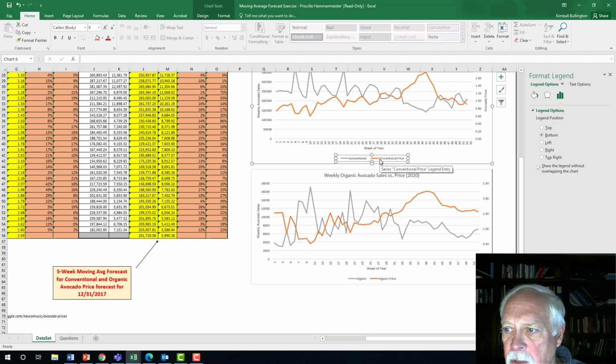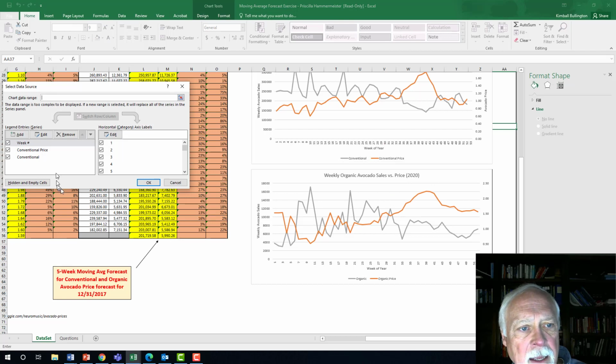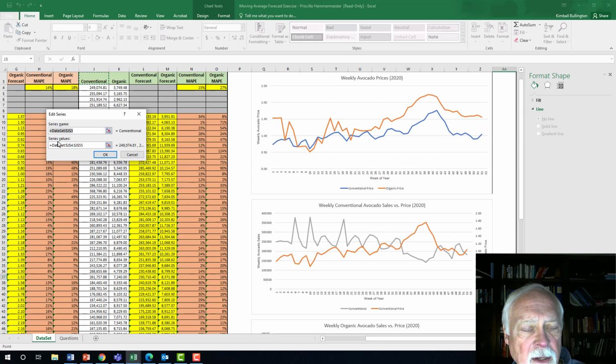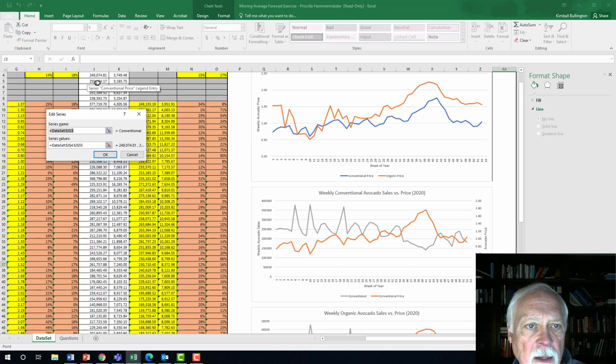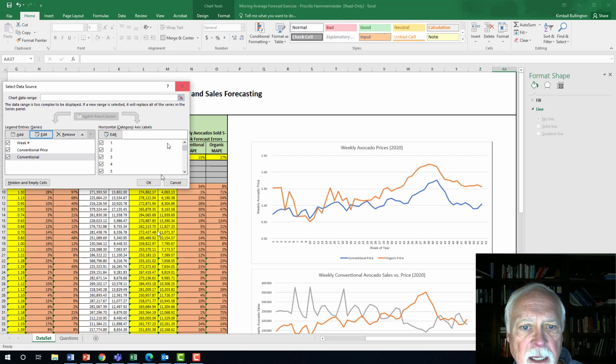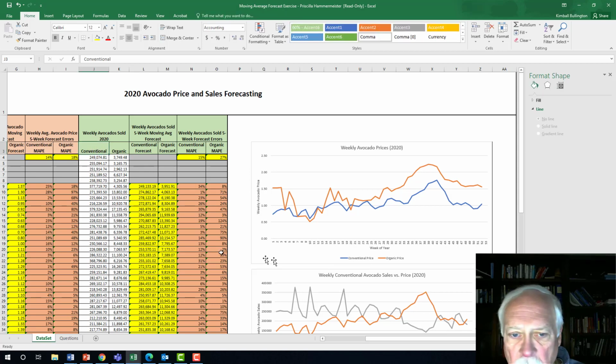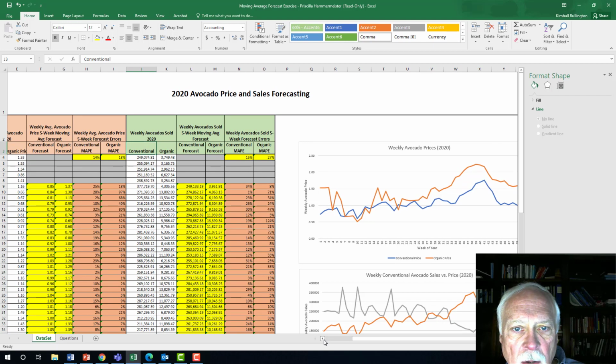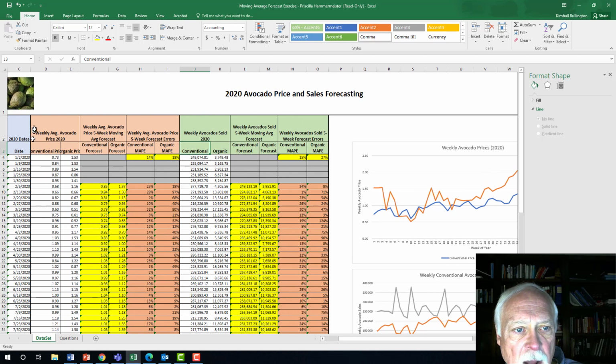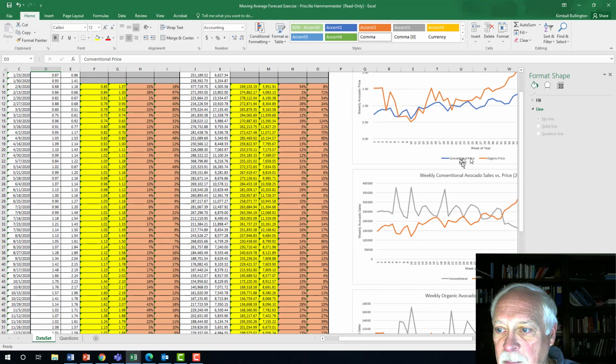So if I click on these and right click and say select data, and then here's conventional price, but here's just conventional, and I said edit, it's going to flag this cell up here. Let's cancel this all and get out and look at it. It's flagging this cell right here, which only has conventional on it, whereas on the conventional price, I've actually written in conventional price here and organic price, and I had already done that, and that's why you see down here organic price and conventional price.